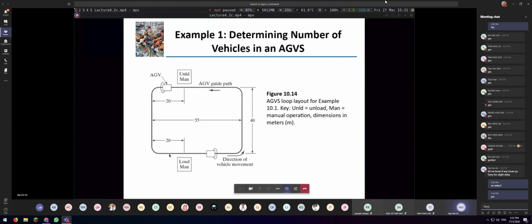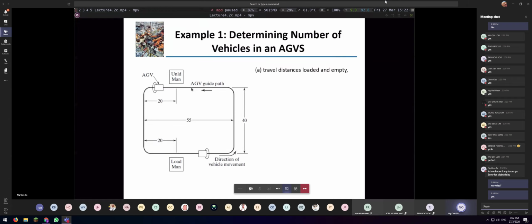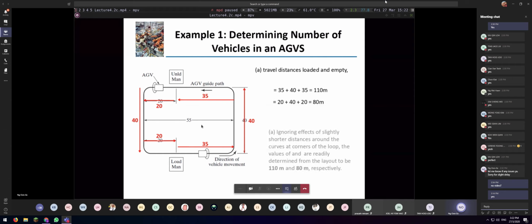So this is our path, the loop, and the vehicles are traveling in an anti-clockwise direction. Here's our loading station, our unloading station, and as the AGV travels, we can calculate the distance based on this. So like 20 plus 40 plus 20, that's our unloaded. And here you have 35 plus 40 plus 35. Okay, so your travel distances for loaded and unloaded, you have 35 here, 40 here, 35 here, 20, 40, 20. And so this will allow you to calculate, okay, this is your loaded distance, 110 meters. Unloaded distance is 80 meters.